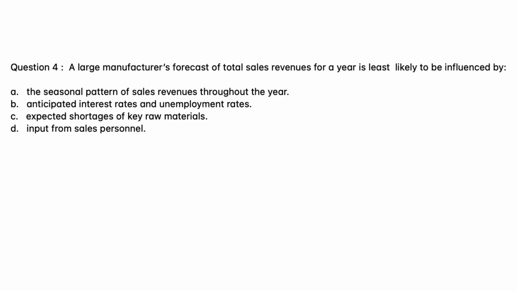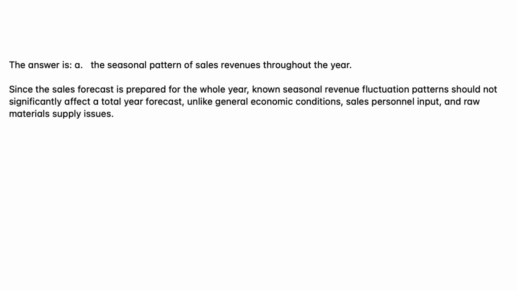Question 4. A large manufacturer's forecast of total sales revenues for a year is least likely to be influenced by A. The seasonal pattern of sales revenues throughout the year, B. Anticipated interest rates and unemployment rates, C. Expected shortages of key raw materials, D. Input from sales personnel. The answer is A. The seasonal pattern of sales revenues throughout the year. Since the sales forecast is prepared for the whole year, known seasonal revenue fluctuation patterns should not significantly affect a total year forecast, unlike general economic conditions, sales personnel input, and raw material supply issues.